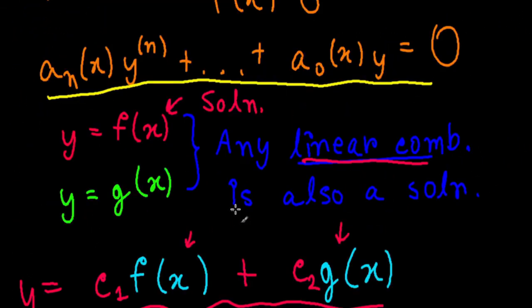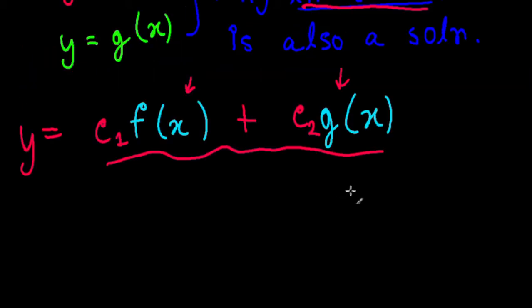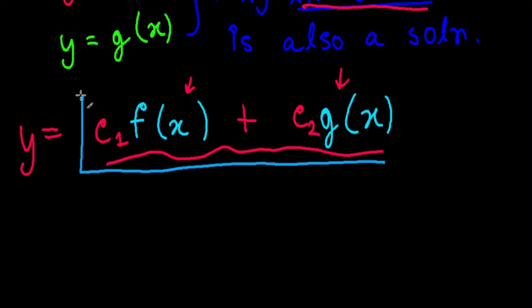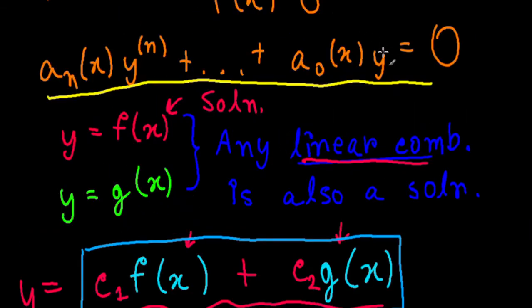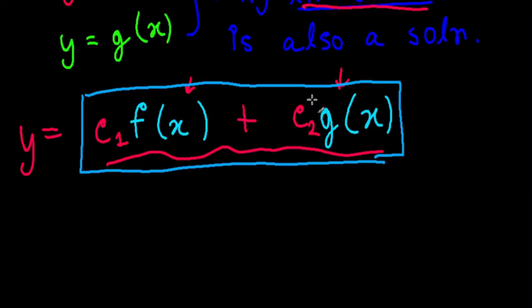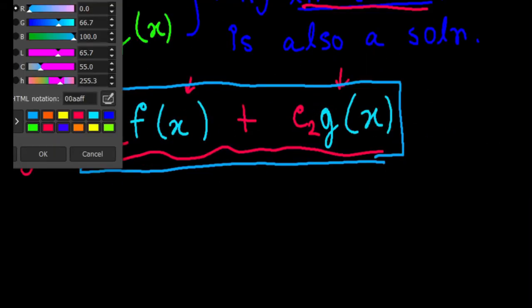All right, so if those are true, I'll actually now try something. Is this going to be a solution? Is any linear combination that I form of f and g, this sort of expression, going to give me 0 if I substitute it into the equation? Let's verify if that is so.